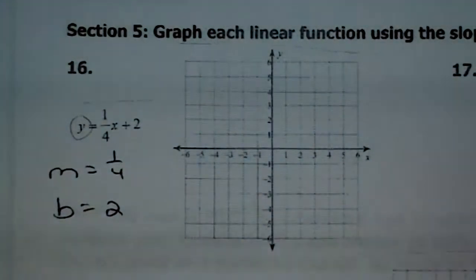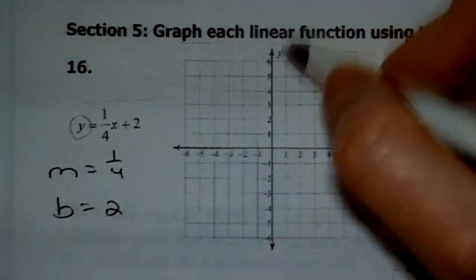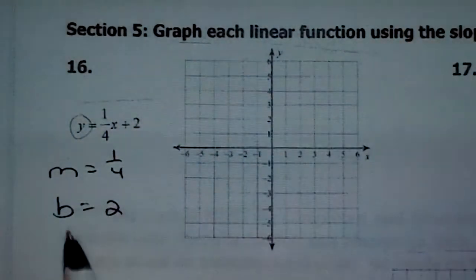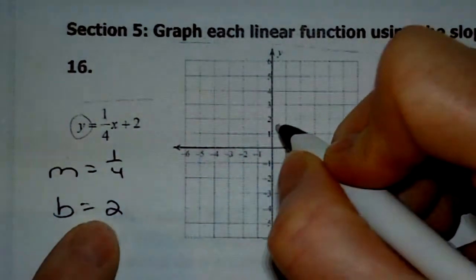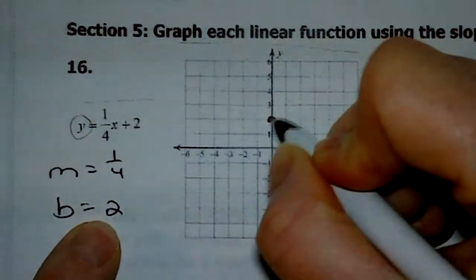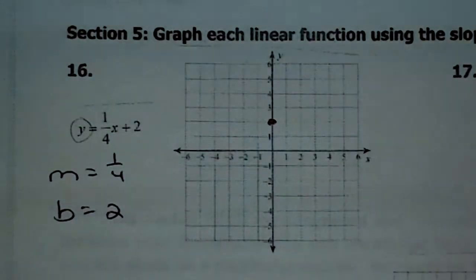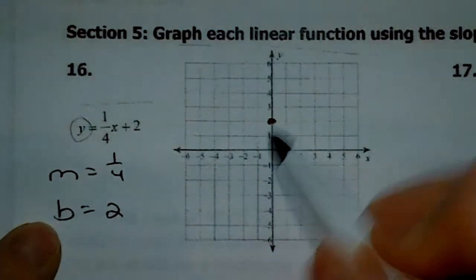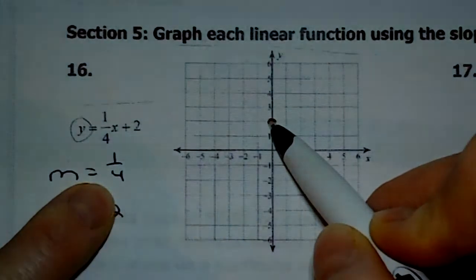To graph this, all you need to do is plot the y-intercept. This is the y-axis. If we're saying that b is the y-intercept, that means it needs to touch the y-axis. And since it's 2, it touches the y-axis at 2. So plot that first. Okay, b comes before m in the alphabet. b has to happen first when you're doing this step. So now you have your point.